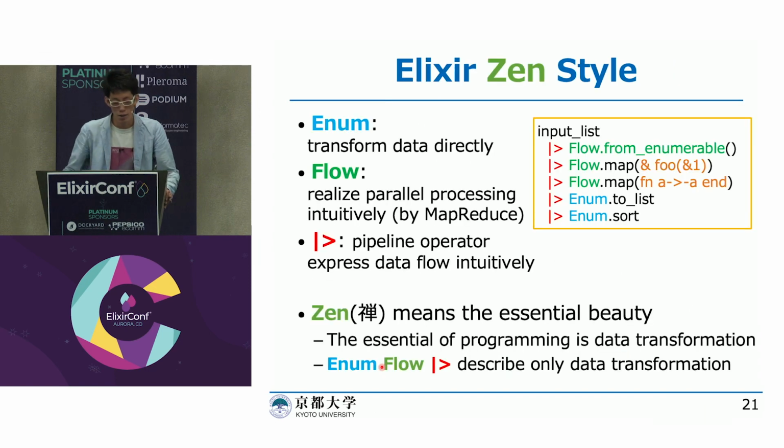So what is Elixir Zen-style? The example code of Elixir Zen-style is like this. Enum is a powerful library to transform data directly. Flow can realize parallel processing by the map-reduce model. Pipeline operator can express data flow directly. Zen is Japanese. The meaning of Zen is essential beauty. The reason why we think this code is Zen is that essential programming is data transformation. So Enum, Flow, and pipeline operator describe only data transformation.